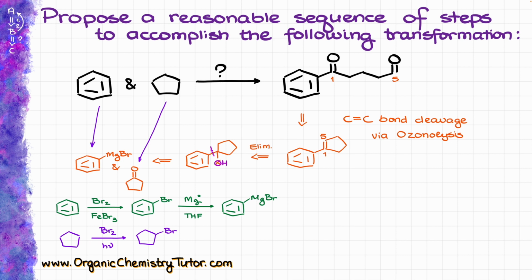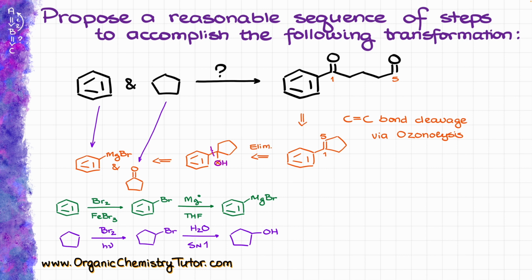Then we know that in order to make a ketone, we need to have an alcohol, so we need to substitute that bromine with the OH group. Well, that one we can do by just treating our bromocyclopentane with water, and the replacement is going to happen via the substitution reaction SN1 style, giving me the corresponding alcohol.